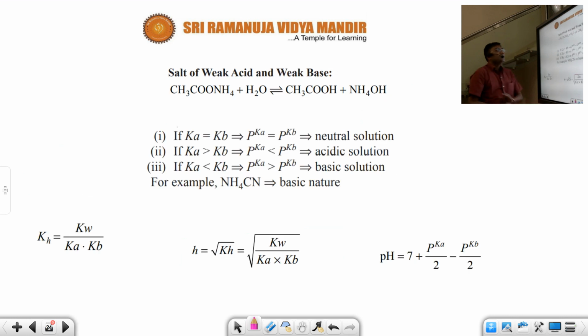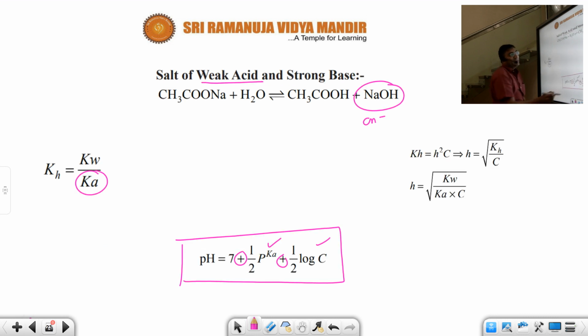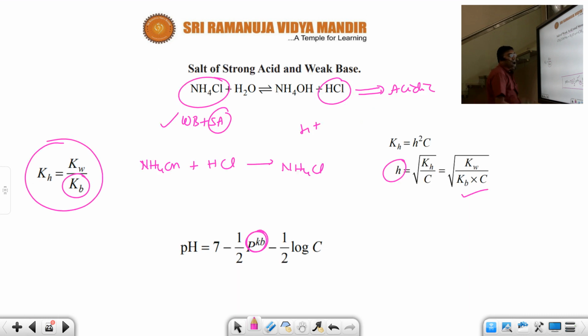Now let us see the weak acid and the weak base. In this case, one important thing is it is not depending on concentration, because you can see in the earlier cases the H value and the degree of dissociation depend on concentration.